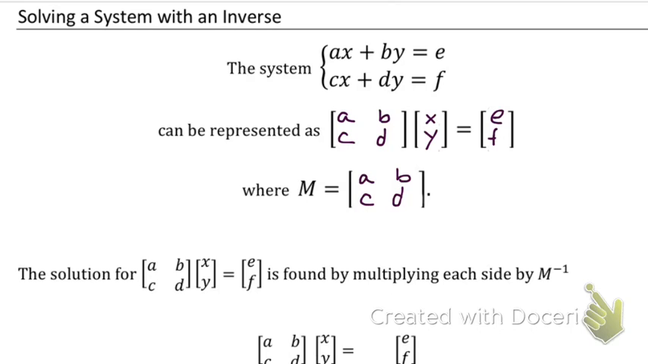If I want to solve any equation where I have x's and y's in it, I always do inverse operations. If I have 2 plus x equals 4, I subtract 2 on both sides. That's an inverse operation on both sides. If I have 3x equals 6, I divide both sides by 3 because that's an inverse operation. Well, with matrices, what we're going to do to invert everything is multiply both sides by the inverse of a, b, c, d. So that's why it says we're going to multiply each side by M inverse.